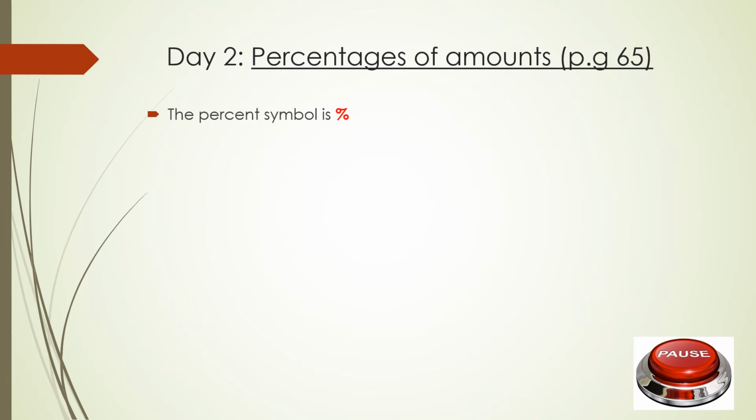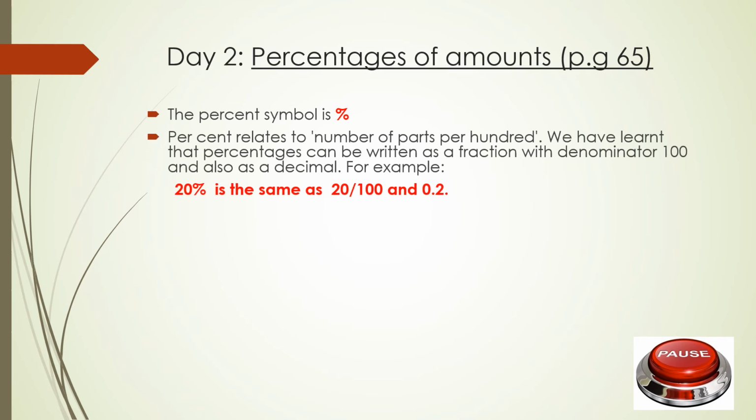The percentage symbol is this symbol, as you can see. The percentage relates to the number of parts per 100. We have learned that percentages can be written as a fraction with denominator 100 and also as a decimal. For example, 20% is the same as 20 out of 100 and 0.2.